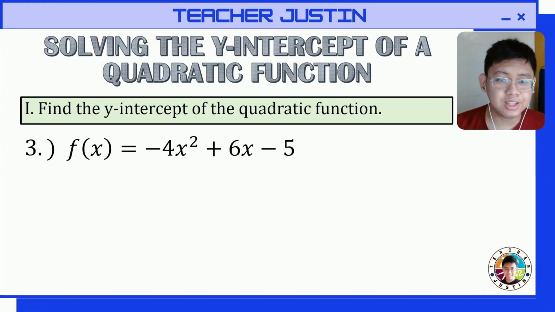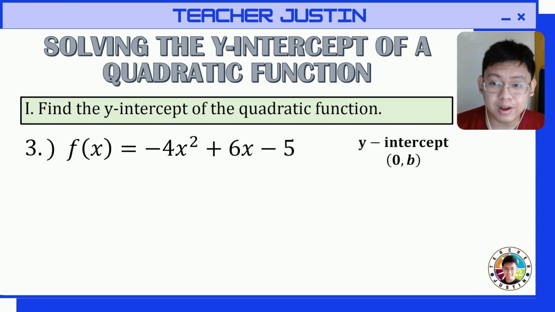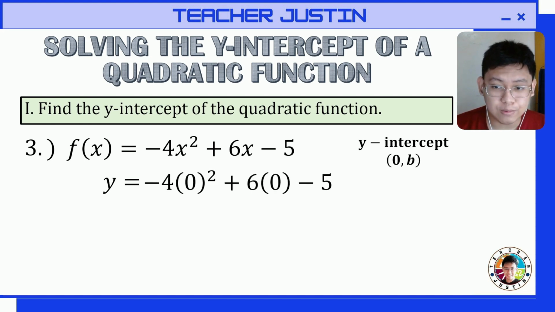Let's find the y-intercept of this quadratic function. We know that the y-intercept is located at (0, b). The first step in getting the y-intercept of our quadratic function is to change our function notation to y. Then, let's replace all variable x by 0. So we will have negative 4 times 0 squared plus 6 times 0 minus 5.